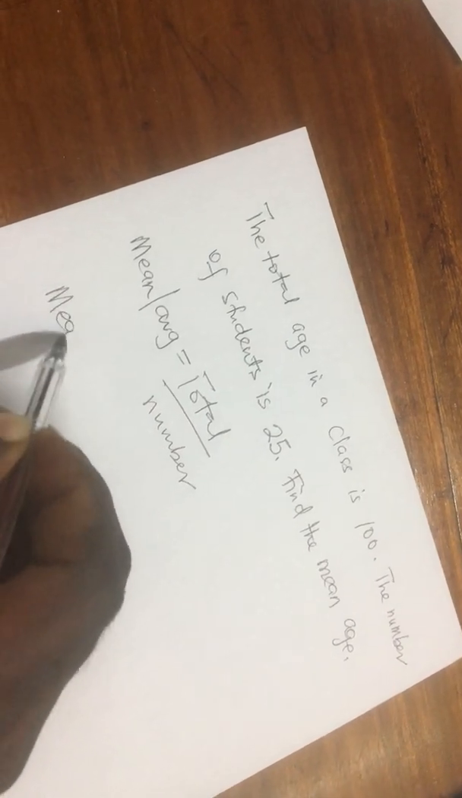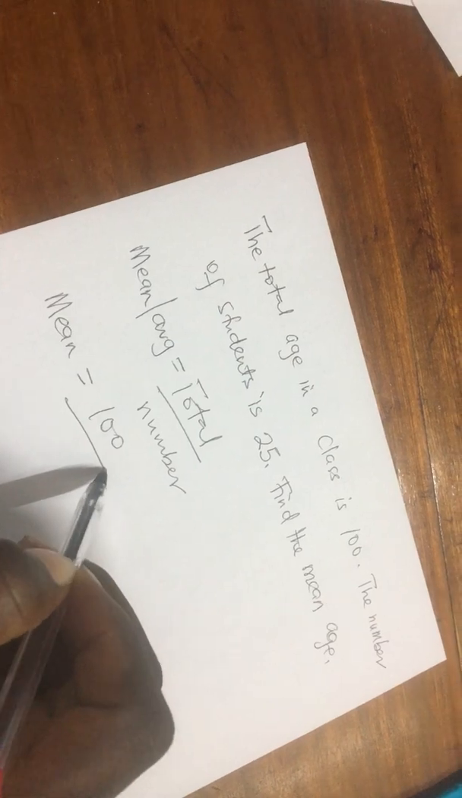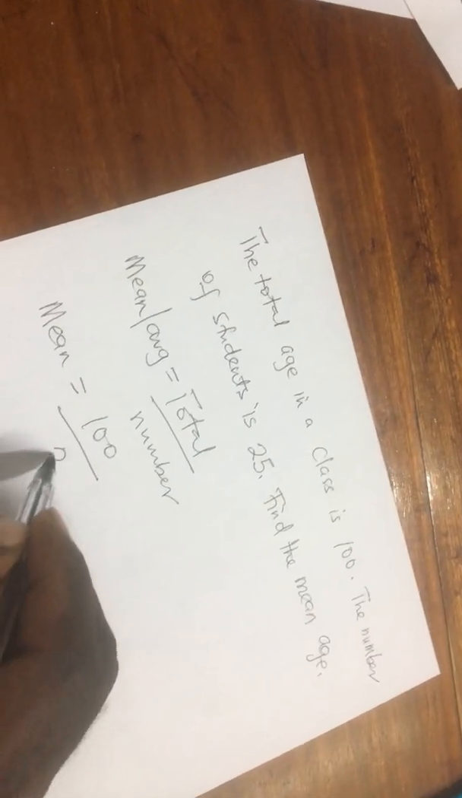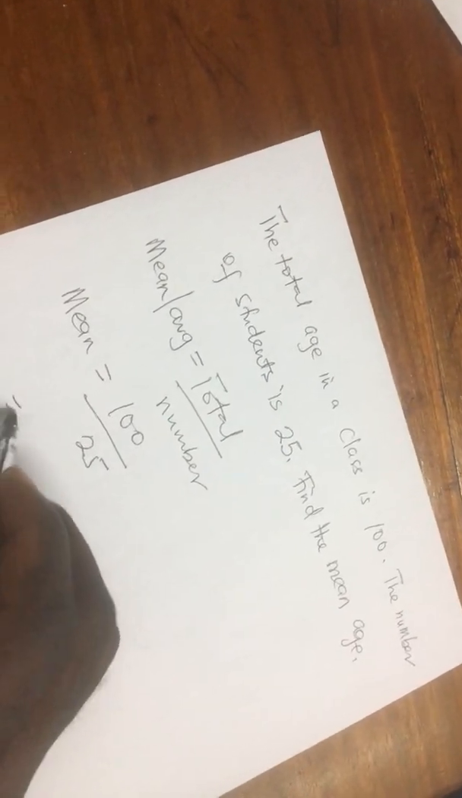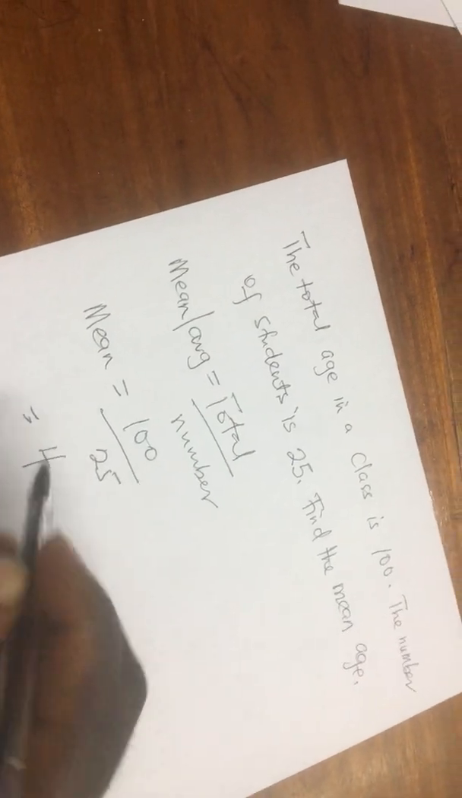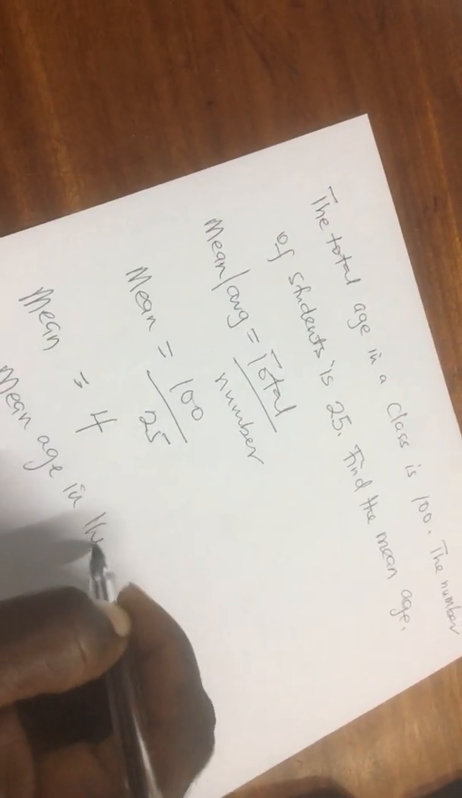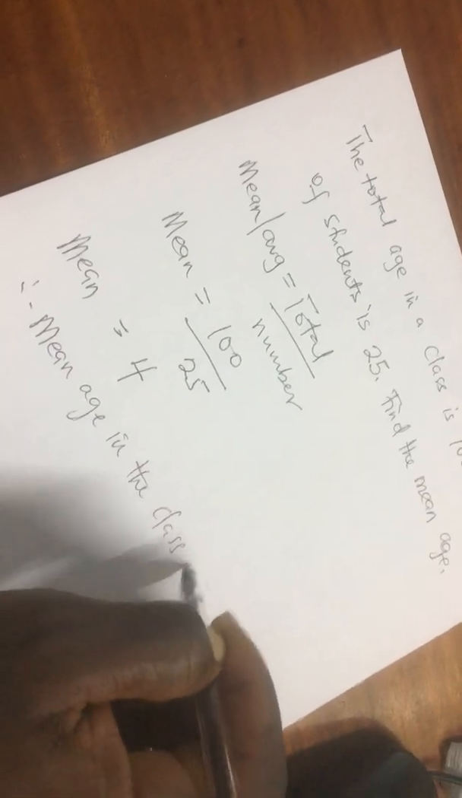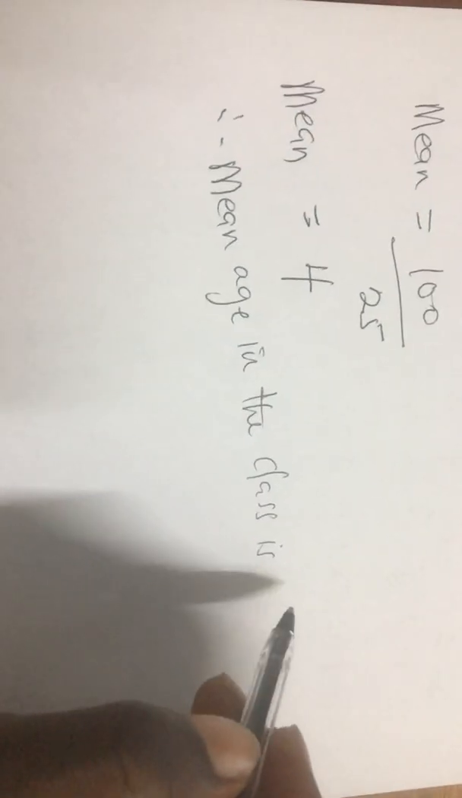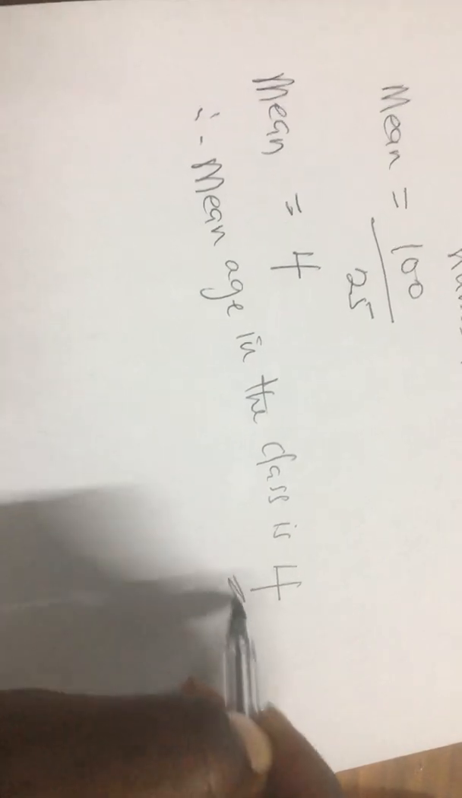And so the mean, we don't know the mean, so the mean is equal to the total 100, and then the number is 25. So 100 divided by 25 is 4. So the mean age, therefore the mean age in the class, the mean age in the class is 4.